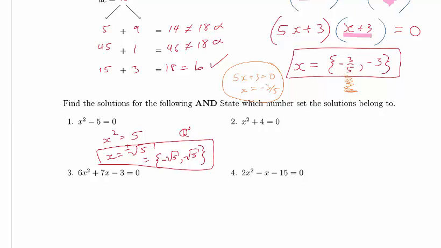All right, let's look at the next one. x squared plus 4. Same procedure. x squared equals negative 4. Take the square root of both sides, and you get just positive or negative 2? No. Positive or negative 2 times i, where i, of course, is the imaginary number, making this a part of the complex number set, but nothing else.